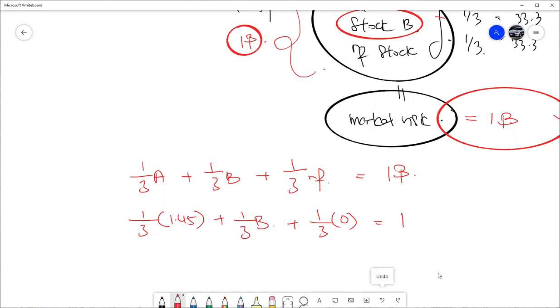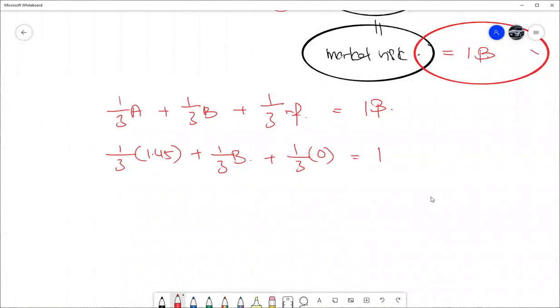So how to standardize this equation? Very simple. Shift the 3 over here. So it becomes 1.45 plus b plus 0 equals to 3. Okay? So b is equals to 3 minus 1.45. So the beta for stock B is 1.55 beta.